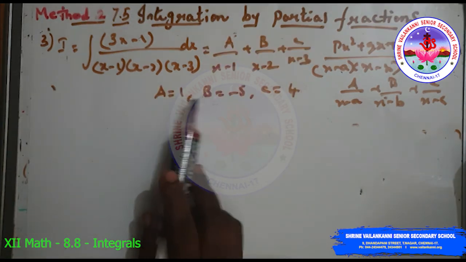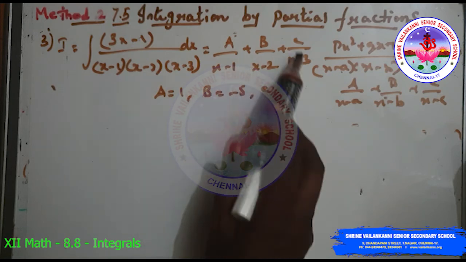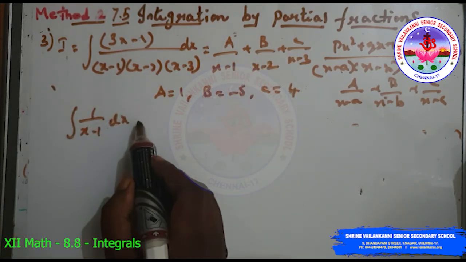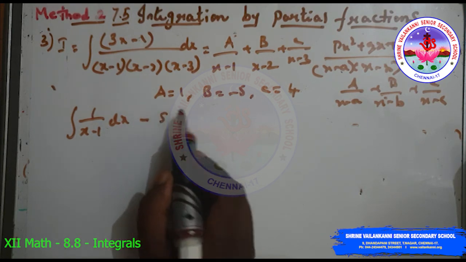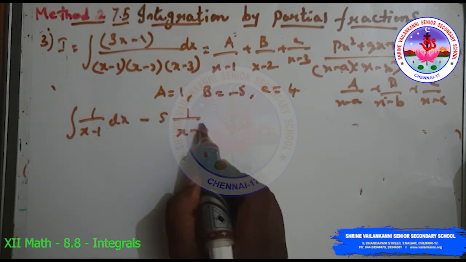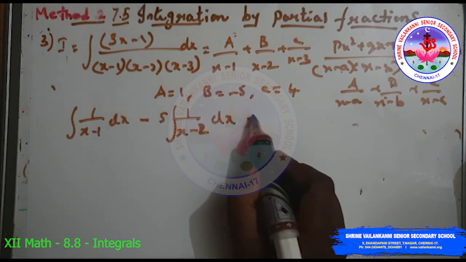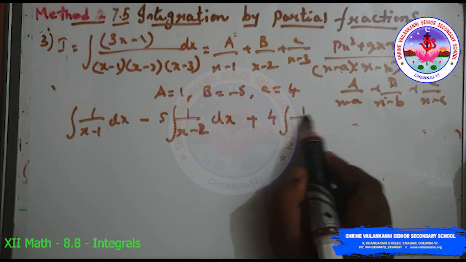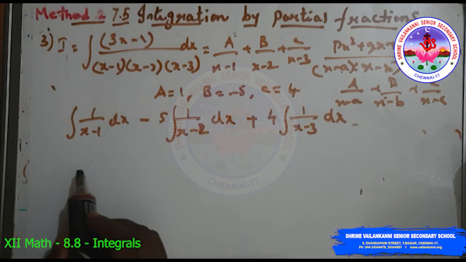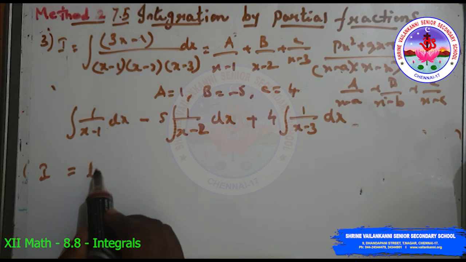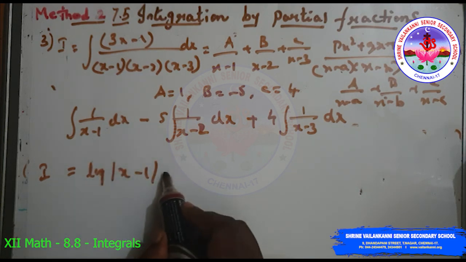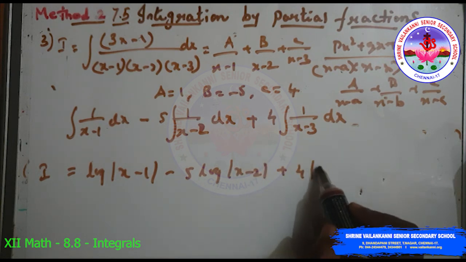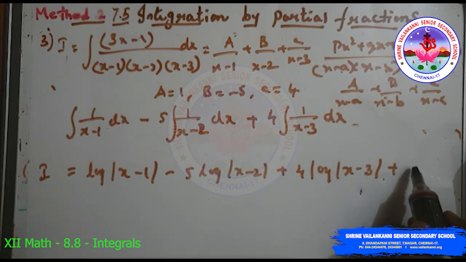So substituting this, A is 1 and B is minus 5 and C is equal to 4 here. So integral of 1 by (x minus 1) dx minus 5 into integral of 1 by (x minus 2) dx plus 4 into integral of 1 by (x minus 3) dx. So which is log of (x minus 1) minus 5 log of (x minus 2) plus 4 log of (x minus 3) plus c.